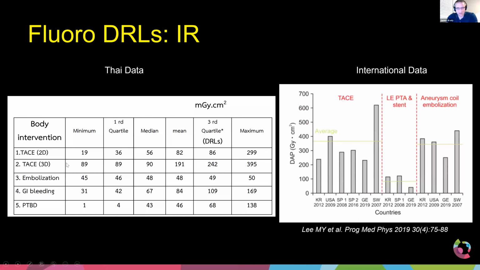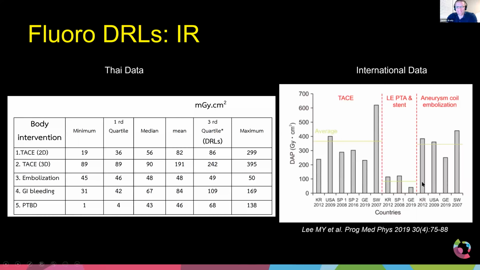Assuming these were the same units, then if you just do a quick comparison here, you guys got right here in the 3D mode 242, and the average is less than 400, but 242 puts you basically at Korea, about the equivalent to Korea. You're lower dose than US, so you beat us. Lower dose than Spain, both their measurements in 2008 and 2016. It's equivalent to, or maybe a little lower than Germany, and much lower than Switzerland. Everyone's doing better in Switzerland.